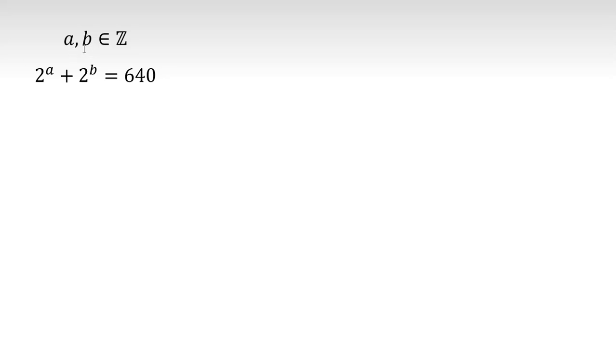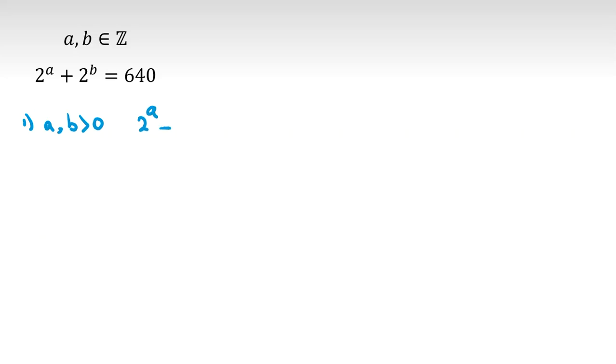A and B are integers. 2 to the A plus 2 to the B equals 640. We want to find A and B. First case, because they are integers, and negative integers are bad, at first let's consider A and B are positive, and let's solve for this case.